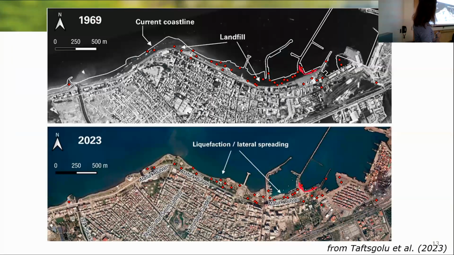Another photo on the top here, this is an aerial photo from 1969. And this is from a recent publication as well that is really nice to picture the development since about 1915 or 1916, midway, and then today. So we can see on the top aerial photo that they published their outline of the current coastline. And so we can see that progress of the coastline over the 20th century.